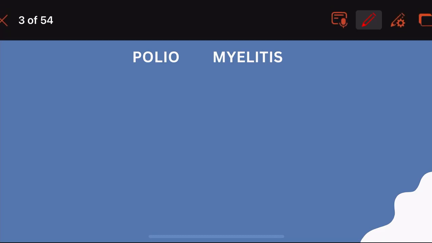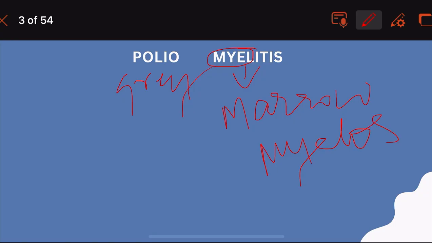Let us begin with the introduction. The word breakdown of poliomyelitis. Polio is a Greek word which means grey, and myelitis refers to the inflammation of the spinal cord. In Greek terminology, myelos refers to the marrow, and itis is the Latin suffix which is used for inflammation.